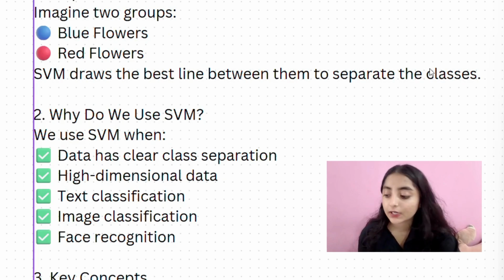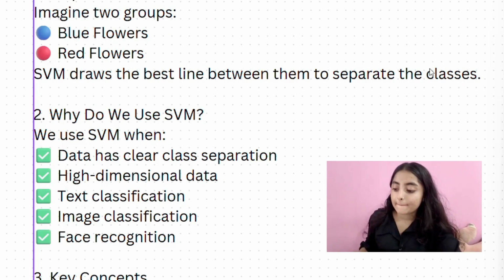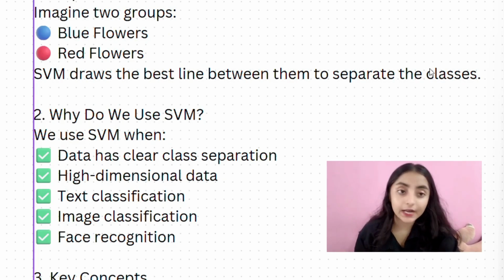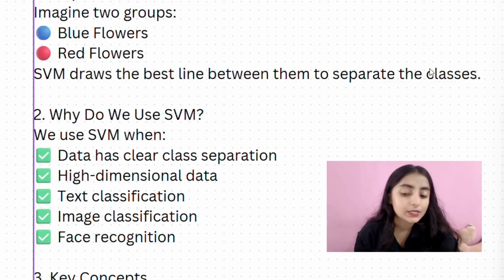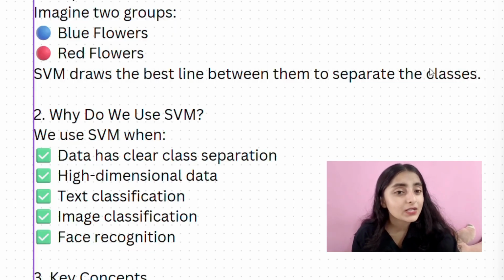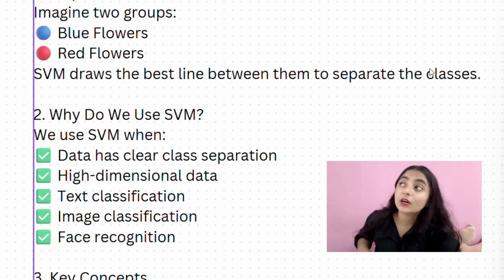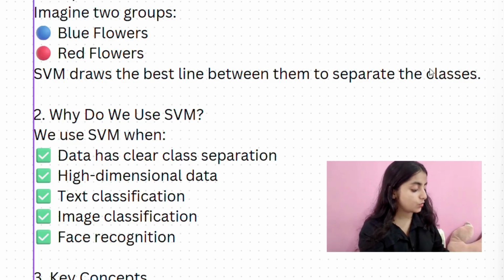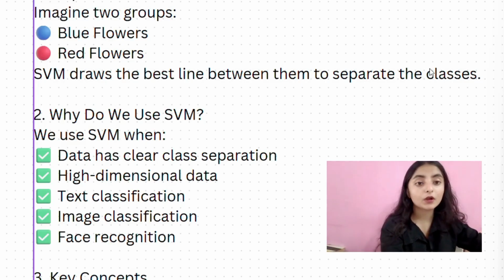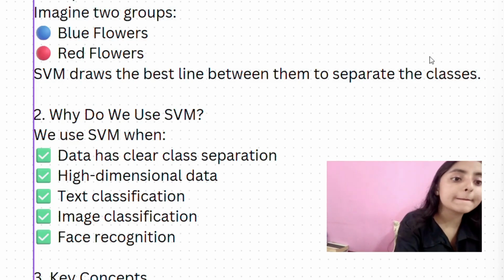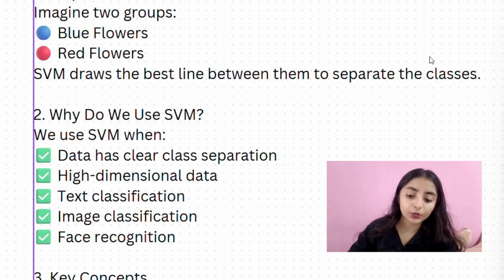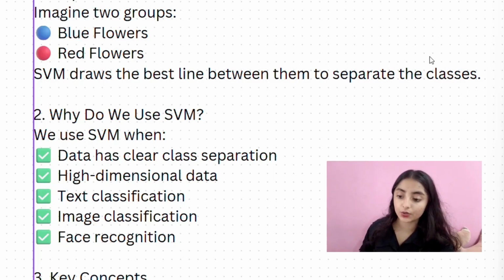Also high dimensional data. It handles high dimensional data and text classification. It also does image classification. Images also will be classified, and face recognition. Everyone has different features, so it will also classify face recognition.